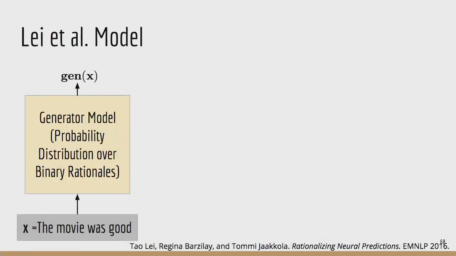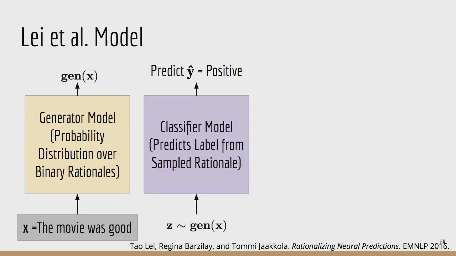So this was the model proposed by Lei et al. Given a document such as "the movie was good", they have a generator model that produces a probability distribution over these binary rationales. And then once you've sampled a rationale from this probability distribution, you train a classifier to predict the label simply from the rationale. So this classifier model has never seen the entire input document. It has only seen the rationale that was sampled from this probability distribution.